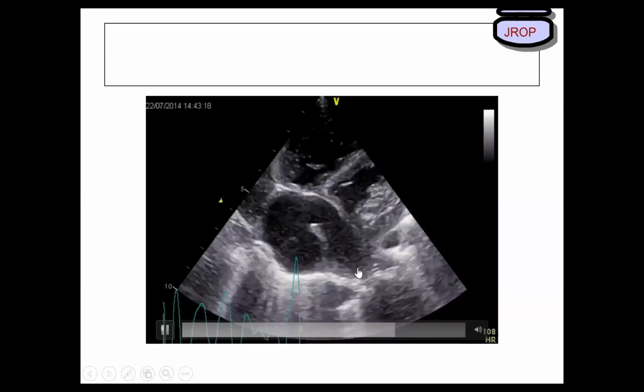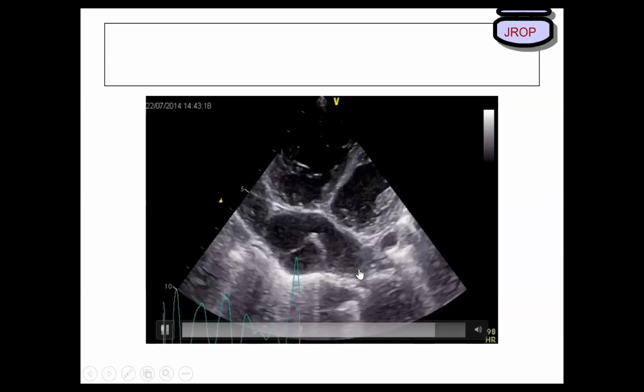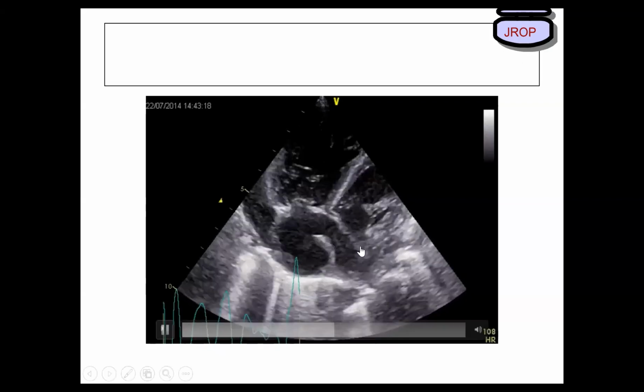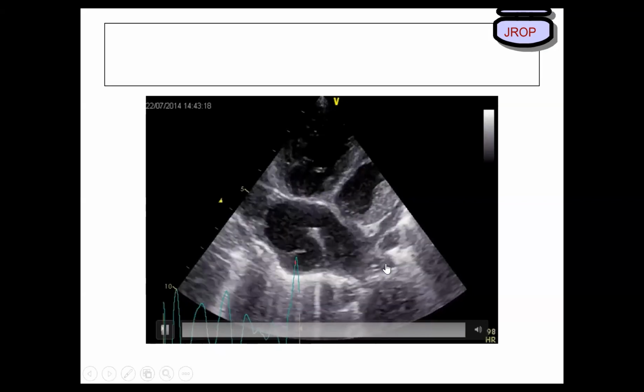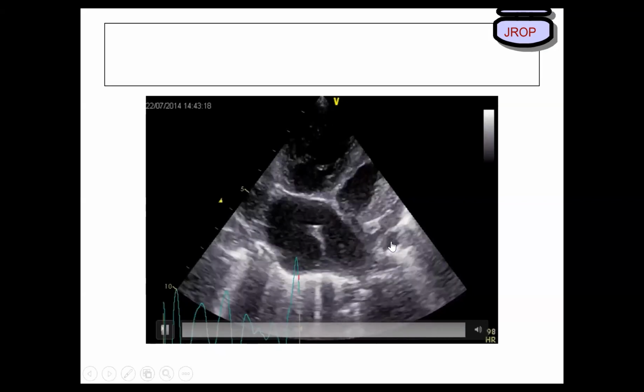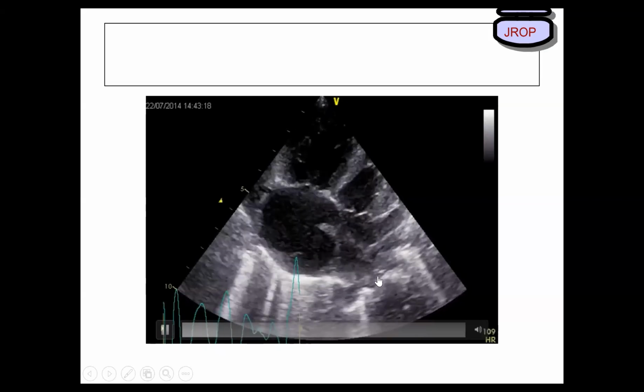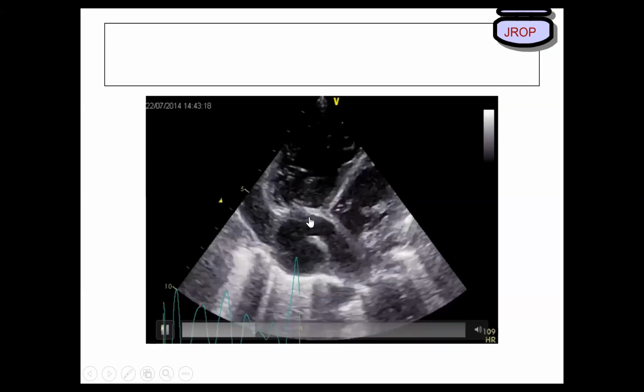Sir, are they enlarged? Pardon? Are they enlarged, sir? Pulmonic veins? This is left. Look at my arrow over here. This is left pulmonic upper. This is upper. This is lower. This is right pulmonic vein, upper and lower. Okay, sir. All these pulmonic veins are draining into a common chamber, which is draining into RA.